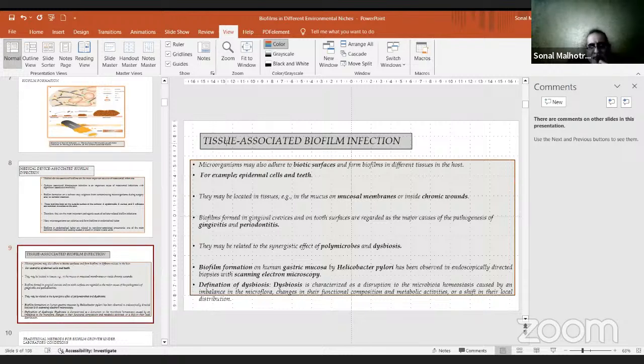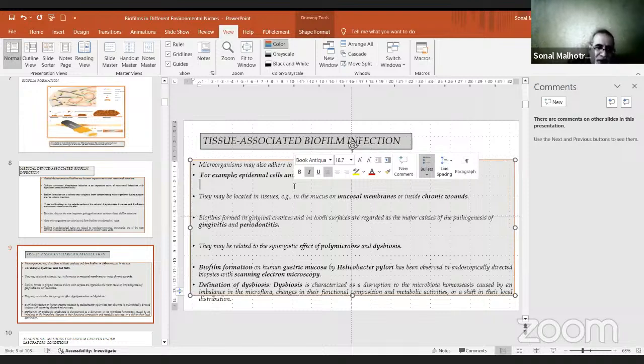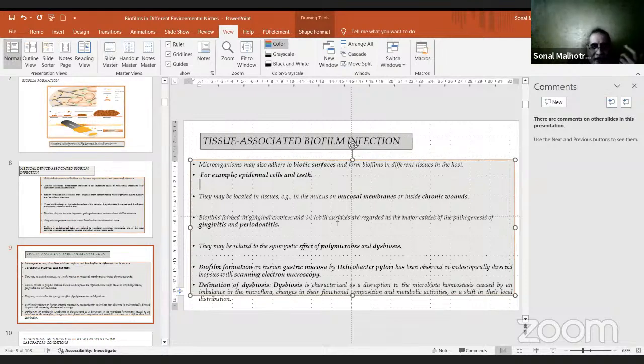There is also tissue associated biofilm, where bacteria are now growing on certain cell types or tissue types versus a medical implant. In that case, for instance, if there are chronic wounds or mucosal membranes in the dental area, there are a lot of studies going on with biofilms. So, as I think we discussed earlier once with Dr.